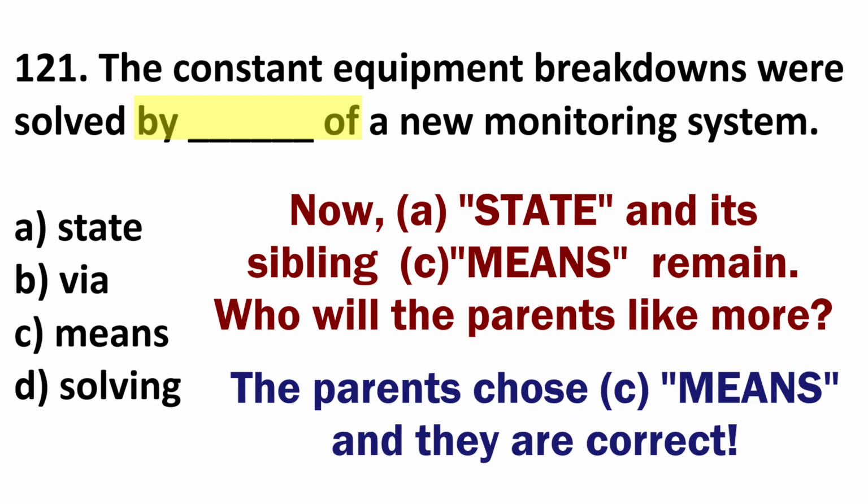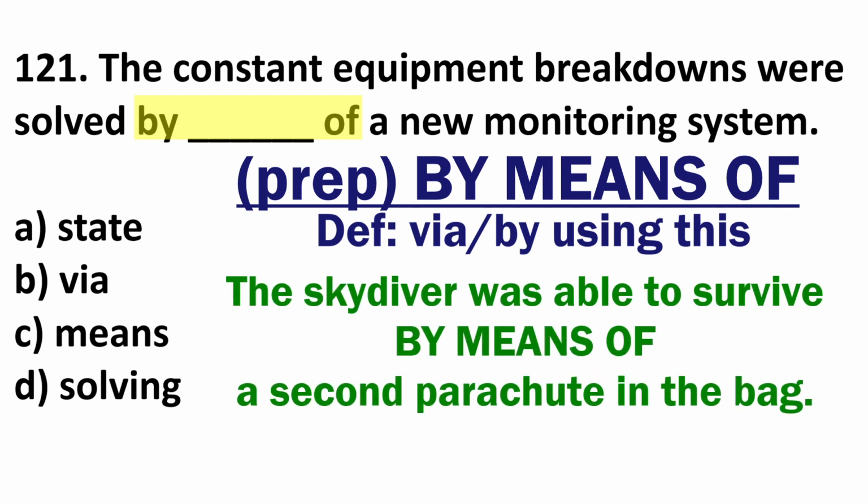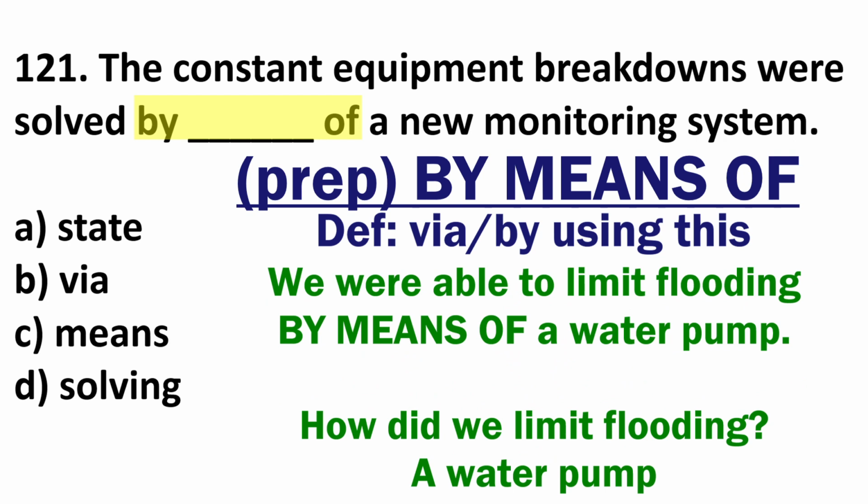Well, the best answer is C. By means of equals via. It is a prepositional phrase. An example, the skydiver was able to survive. How? By means of a second parachute in the bag. So she survived because of the second parachute. That is telling us how she survived. Or we were able to limit flooding by means of a water pump.